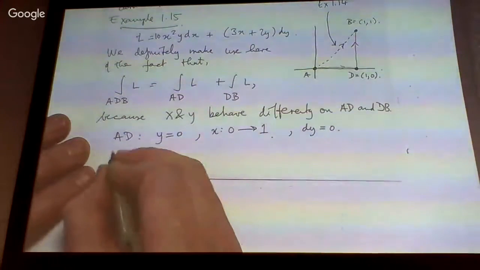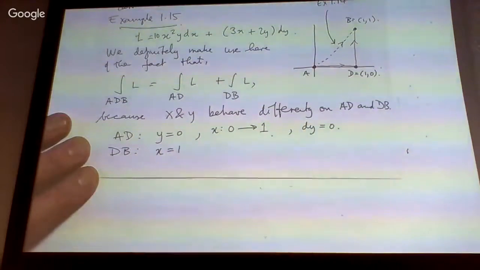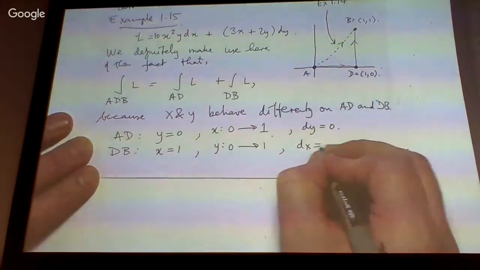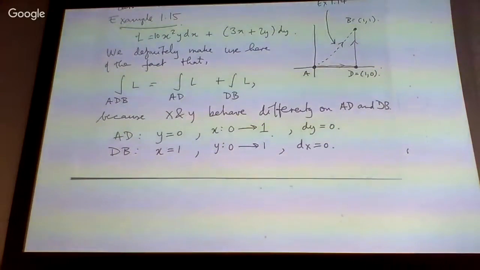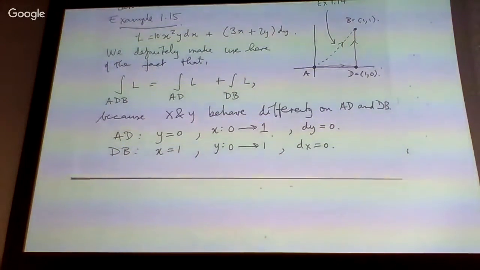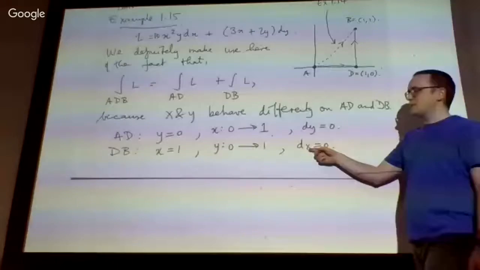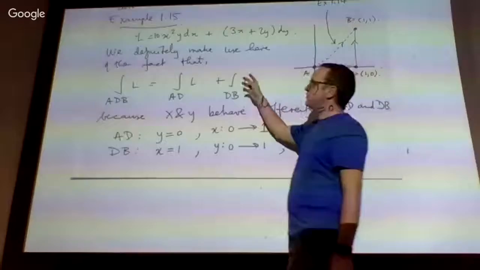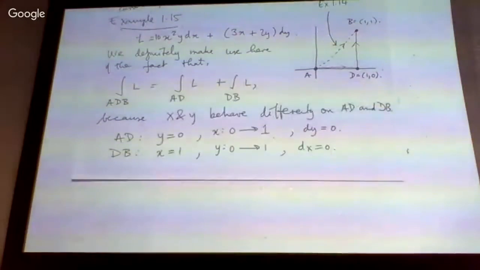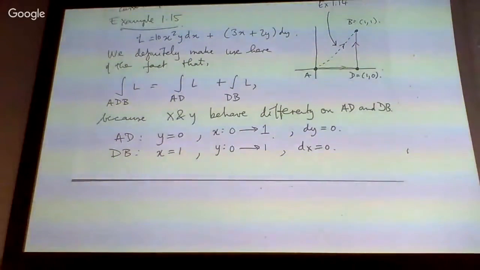And on DB, it's similar but reversed. Here, x is always fixed at the value 1, and y proceeds from 0 to 1. As a consequence, the differential dx is equal to 0, because the x coordinate is always fixed at 1 along the line BD. So this consequence of having a constant value for one coordinate and the corresponding differential being 0 means that the linear differential form simplifies in different ways on the different paths. So it makes sense to split the integral up into the two subintegrals, each an integral only along part of the curve.